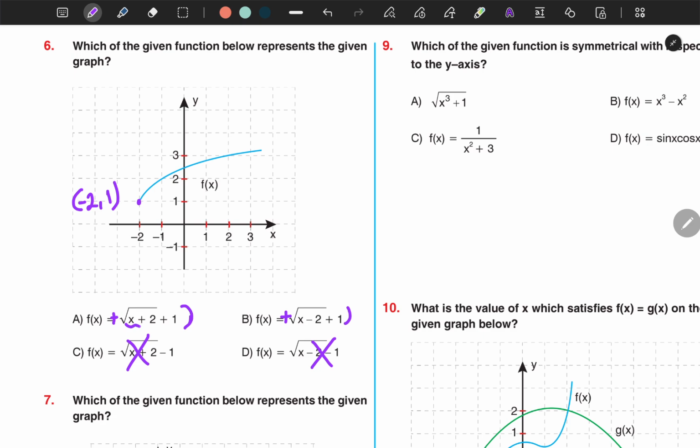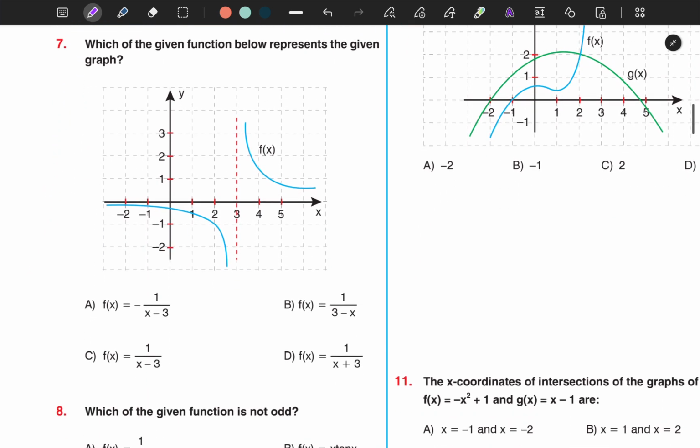Inside the square root, I have to make it greater than or equal to 0. X plus 2 is bigger than or equal to 0. X is bigger than or equal to -2. Is it my starting point of the X? Is it -2, same as my point? Yes. Okay, it means that this is directly the answer.